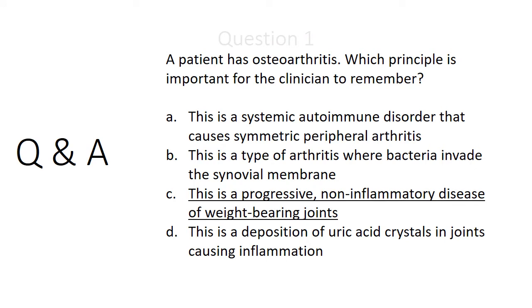Rheumatoid arthritis is systemic, autoimmune, and causes a highly inflammatory, symmetric, so both sides of the body, peripheral arthritis. Infectious or septic arthritis is the invasion of the synovial membrane by bacteria or another pathogen, and then altered uric acid metabolism leads to the deposition of uric acid crystals in joints, causing inflammation and what we call gouty arthritis. So the answer again is C.